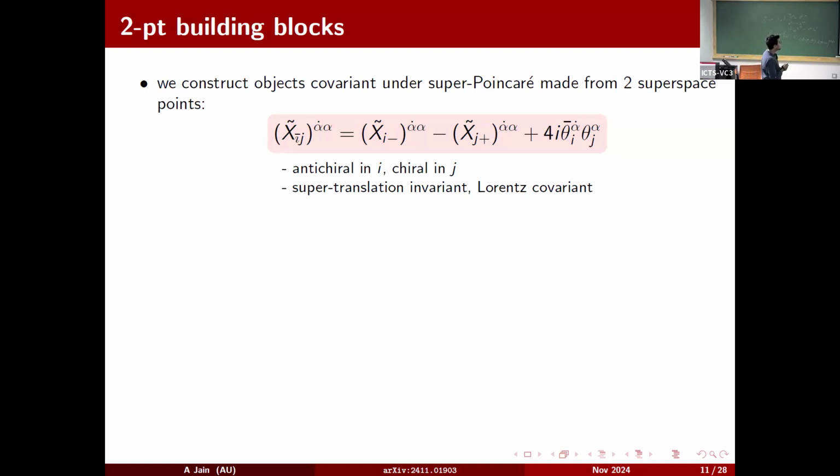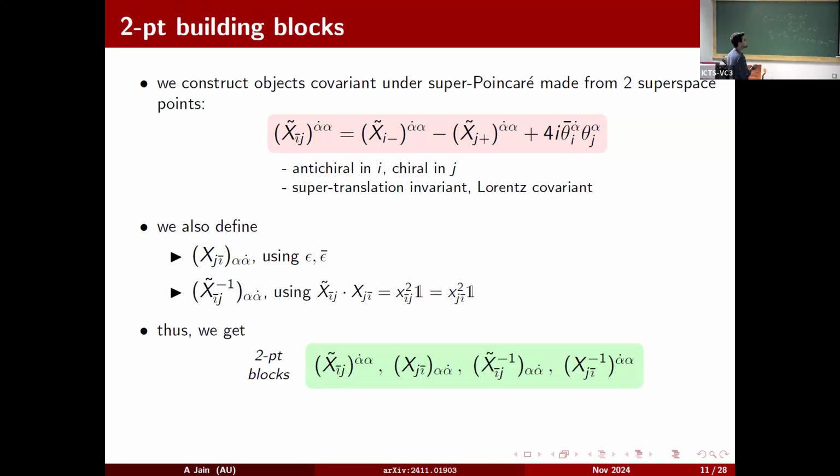For example, I have an x 1 bar 2. That would be antichiral in 1 and chiral in 2. And these are super translation invariant. So if you write down the super translation or the supersymmetry generators acting on them, that would kill it. The Q would kill the I bar, and the Q bar would kill the J. Using this, we can of course define the raised and lowered indices and the inverses as well, just like the case of the x plus and minuses.